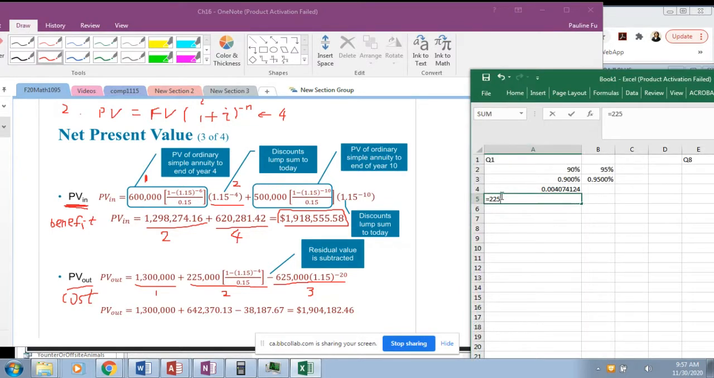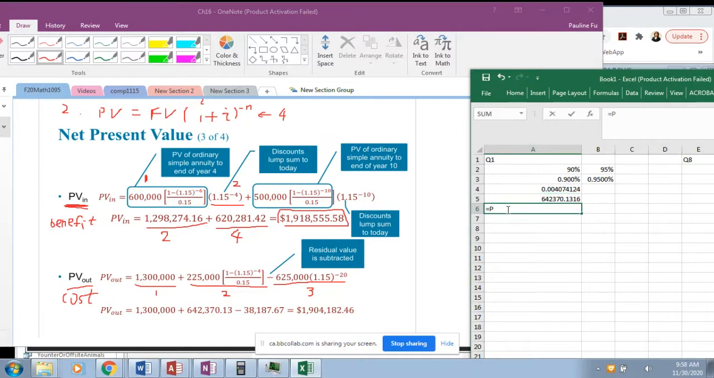What equals 225,000 times bracket 1 minus 1.15 raised to power negative 4 closing bracket, divided by 0.15. So this number is correct based on this formula.